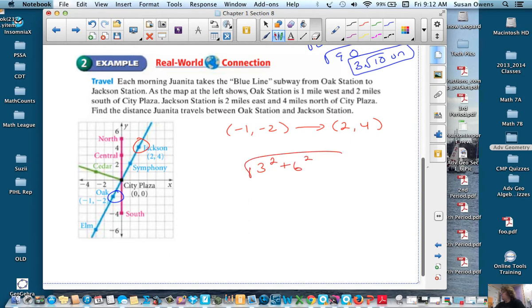And so I'm going to do the square root of 3 squared plus 6 squared. So this is 9. This is 36. Square root of 45. There's 9 in there again, so it's root 9 times root 5. So this will be 3 root 5. And for this one, does it tell me anything about the units? Miles.